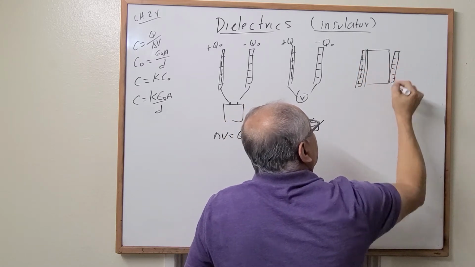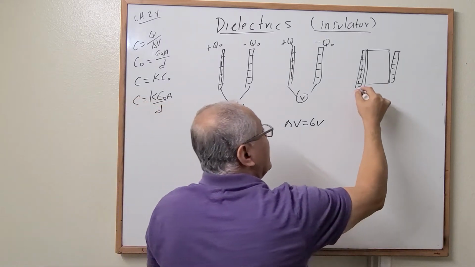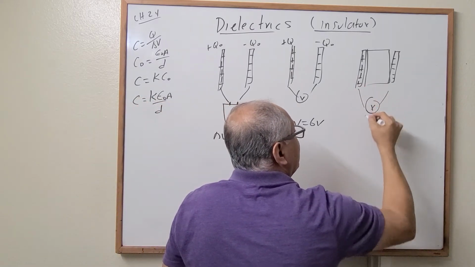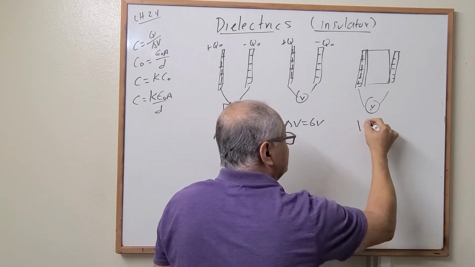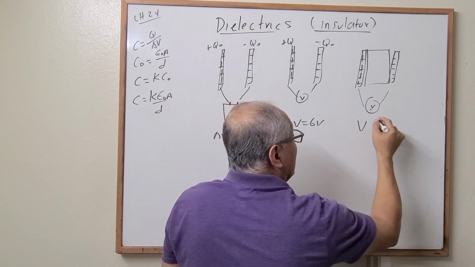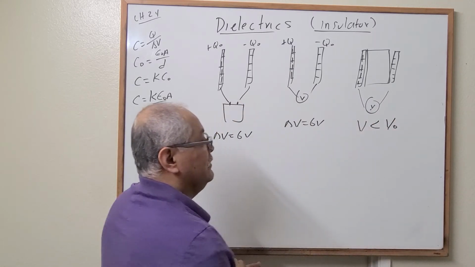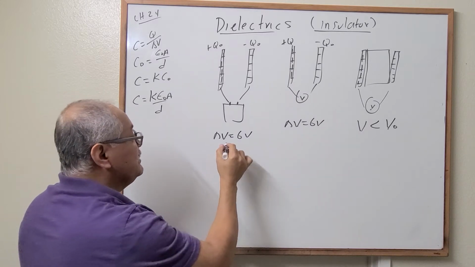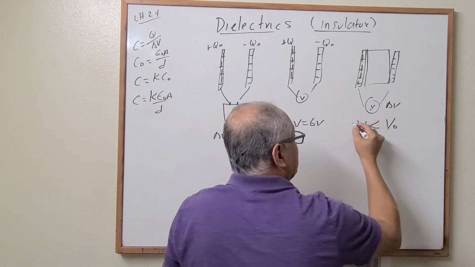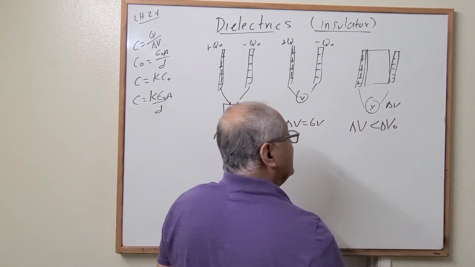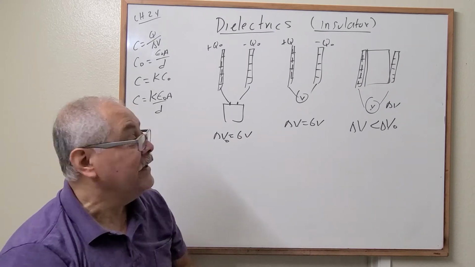Okay, let's do it. When we put an insulator inside, it's found that the voltage decreases, right? So this voltage is going to be less than the initial voltage. Let's call this the initial voltage right here, and this, let's say, the final voltage. So the final voltage is less than the initial voltage, correct?